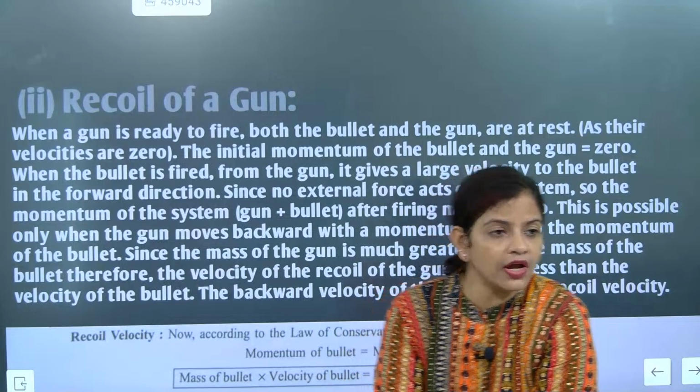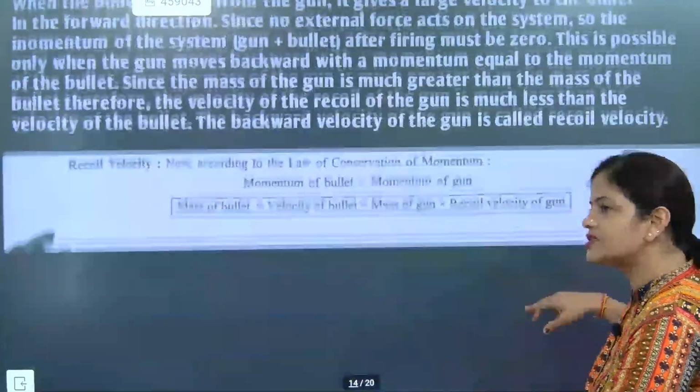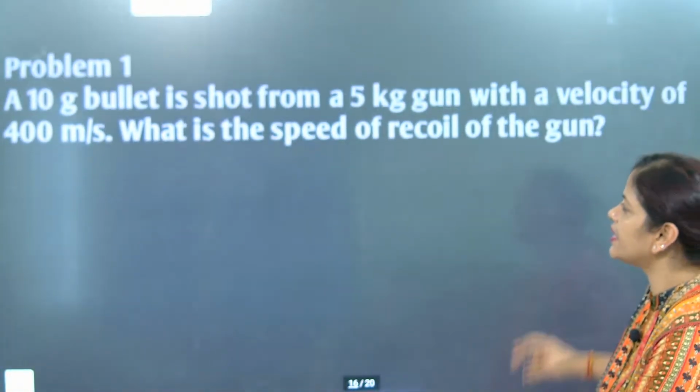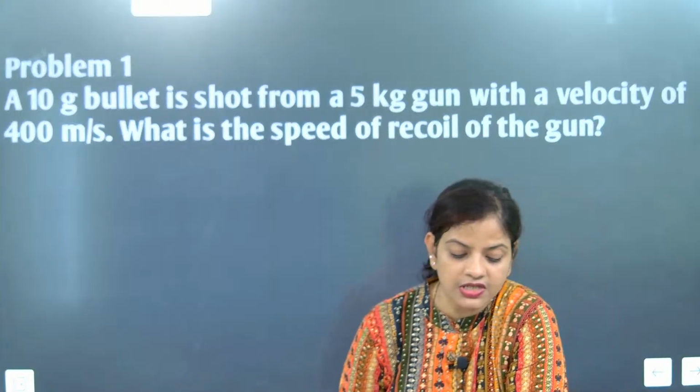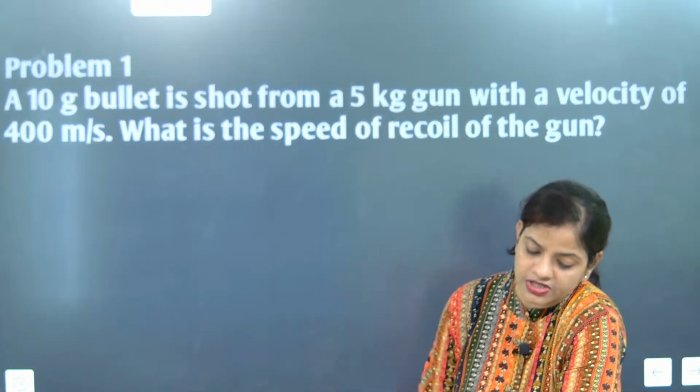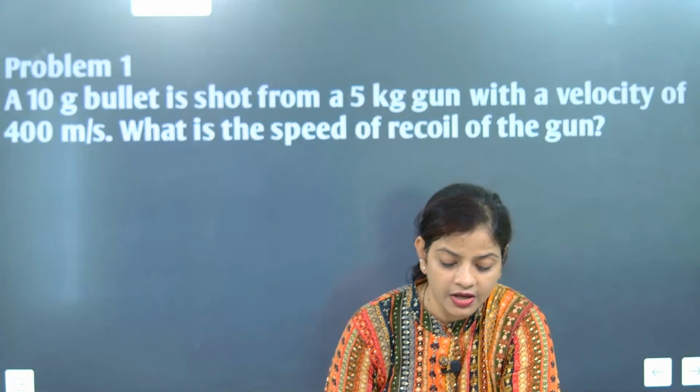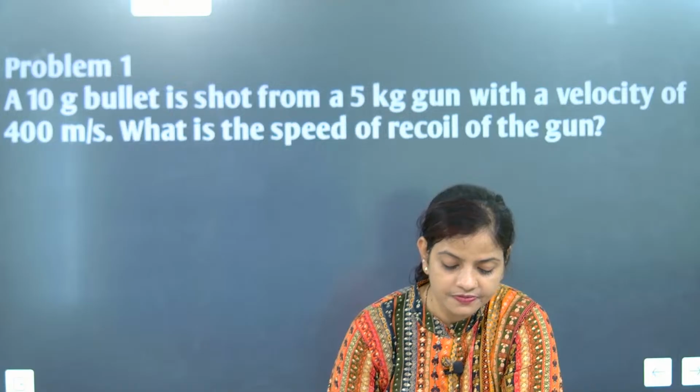So recoiling of a gun, again, conservation is exactly explained here. In the next class, we will be doing some numericals, and I will be starting the numerical section, and after that we will start revision for physics and chemistry. We will start the second chapter. Okay. Bye everyone.